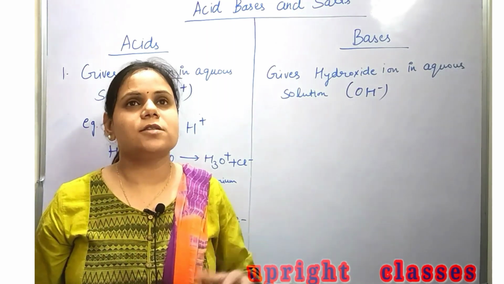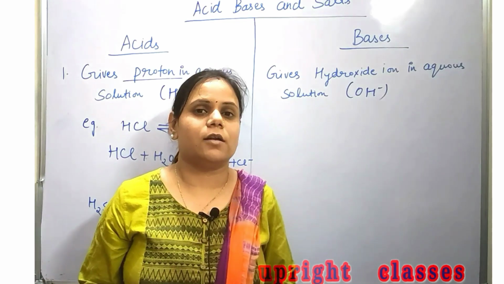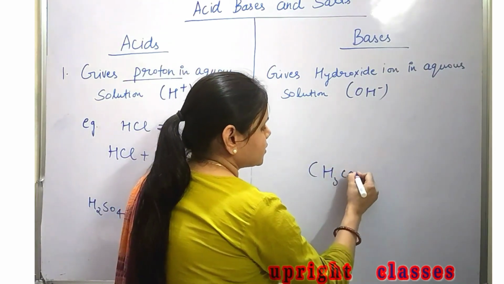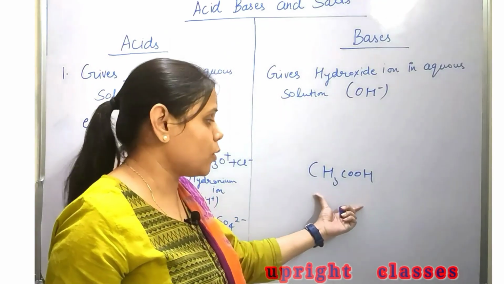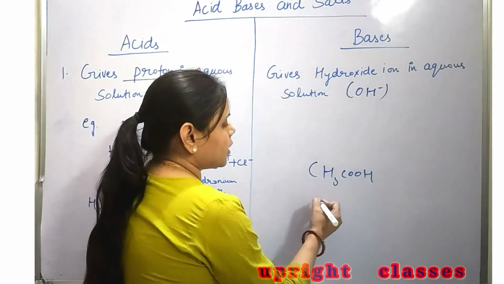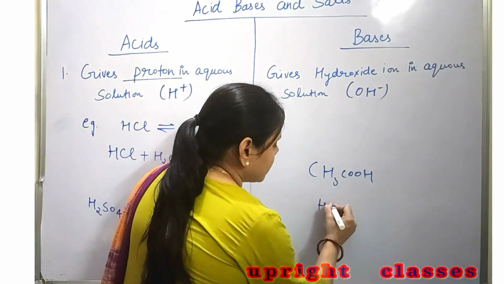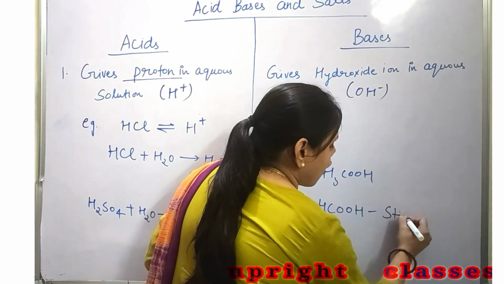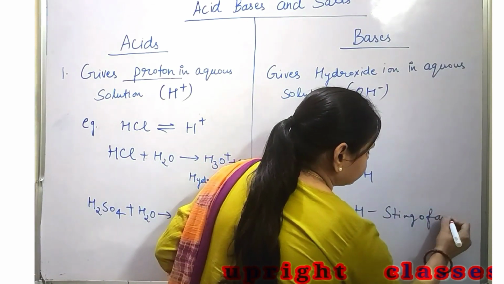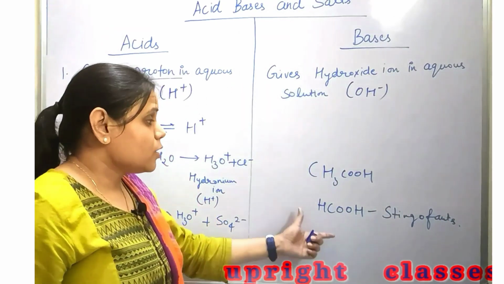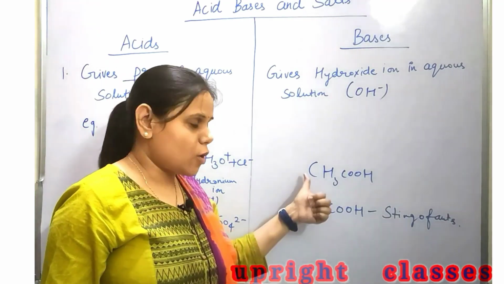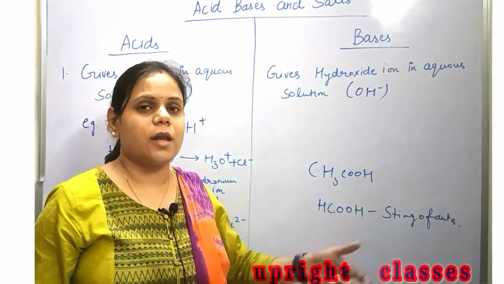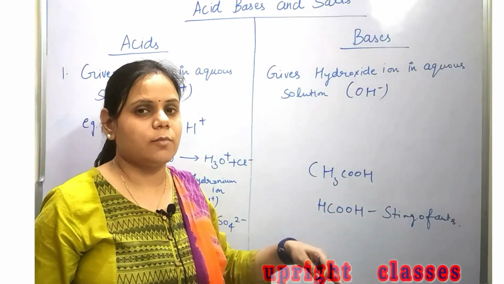In our daily life, we can see organic acids like vinegar. Vinegar is nothing but acetic acid, CH3COOH. Similarly, formic acid, HCOOH, is present in the sting of ants. So these are some organic acids which are obtained from plant sources and animal sources.